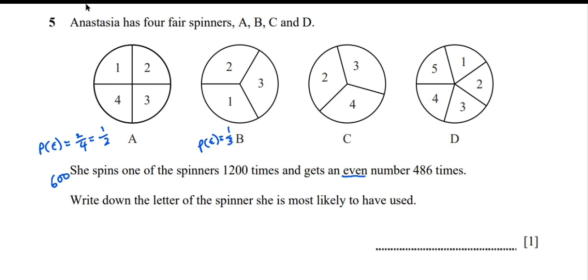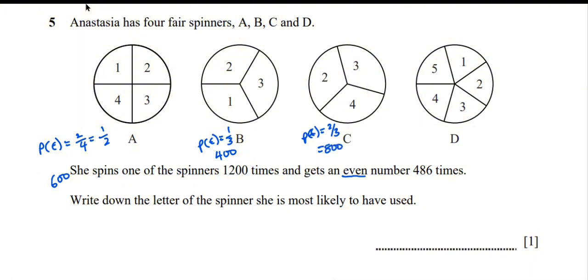And when you multiply 1 over 3 by 120 times, you are going to have 400. Okay. Then for C, the probability of an even number here is equal to 2 over 3. And when you multiply 2 over 3 by 120 times, you are going to have 800.